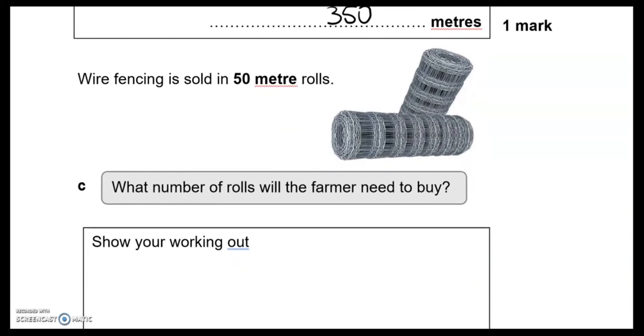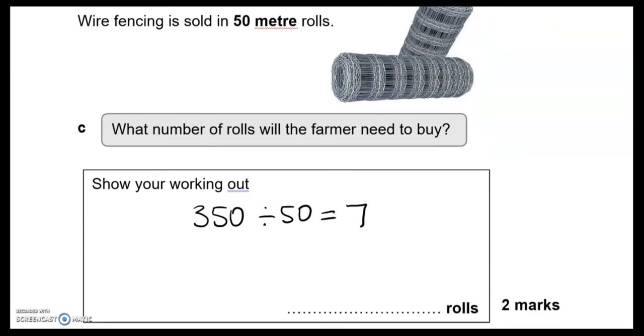Wire fencing is sold in 50-meter rolls. What number of rolls will the farmer need to buy? So 350 divided by 50, that's going to give us 7. That is 7 rolls.